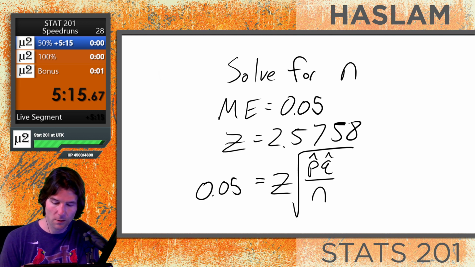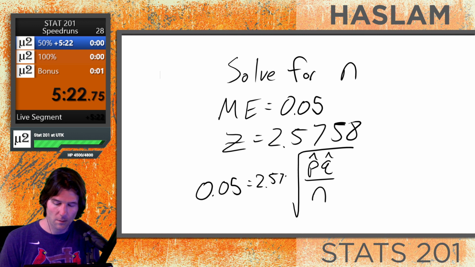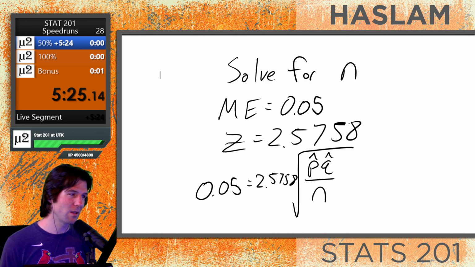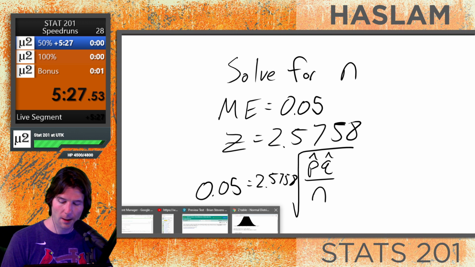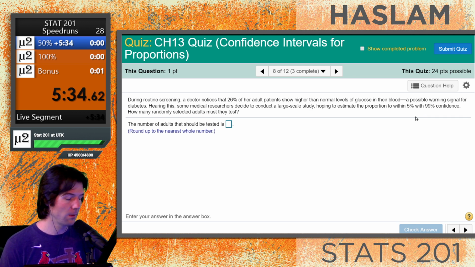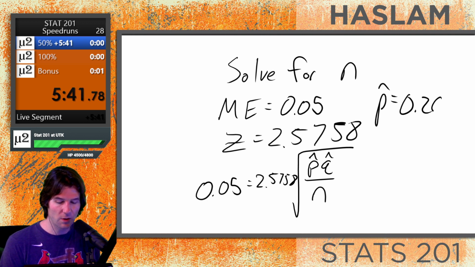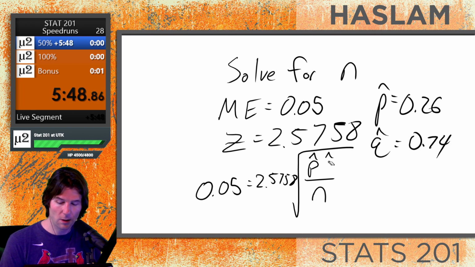We know what that equals. We know what z is. So z was 2.5758. Now here's where this problem is a little bit confusing. Let me double check. I think I know what it wants me to do. Oh, wait a minute. They estimate a doctor notices that 26%. Well, I should have put that down. Whoops. There's another one that does a trick. This one does not. This one uses p hat equal to 0.26. Now we know q hat. And since we know q hat, we're good.